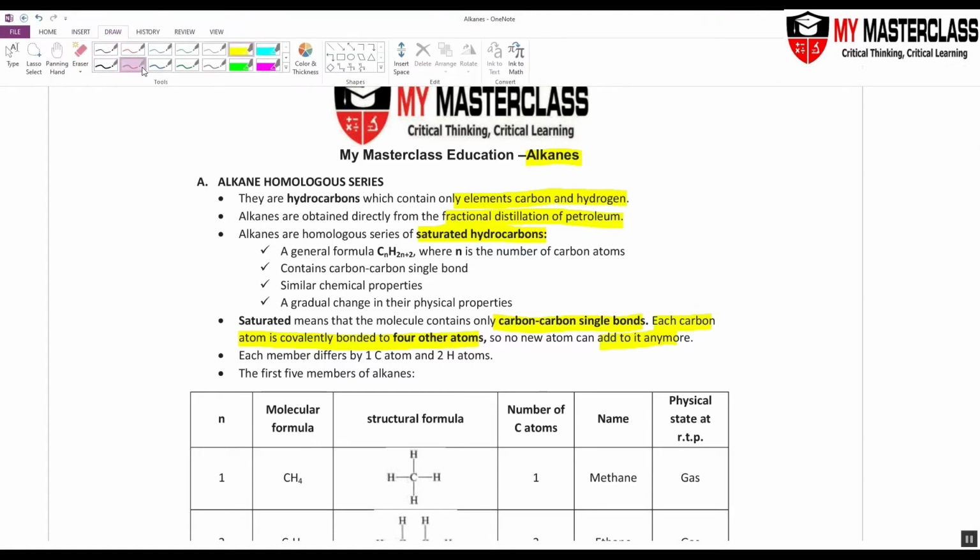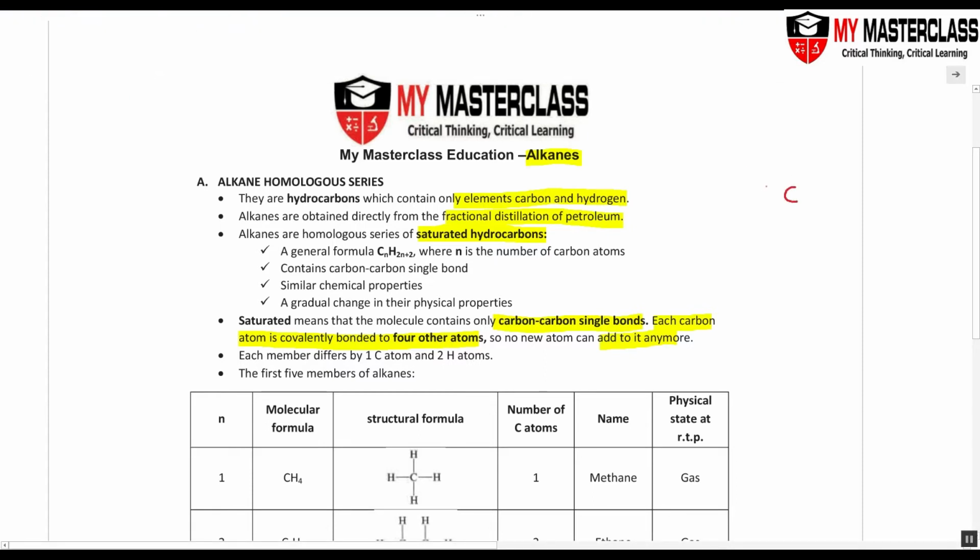Okay, your carbon only has 4 outer electrons. So this is your alkane. There are 4 lines coming out. All the 4 valence electrons are used for bonding. No other atoms can be added anymore. This is your simplest alkane, methane. Alkanes follow this general formula CnH2n+2, where n is the number of carbon atoms.